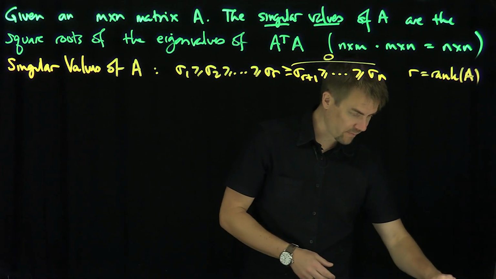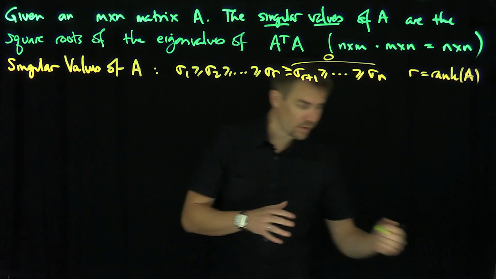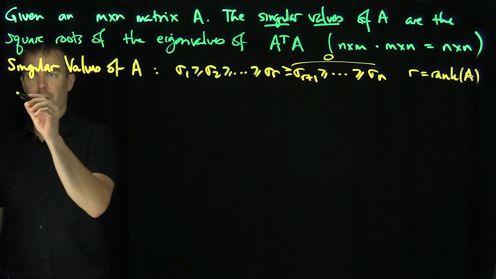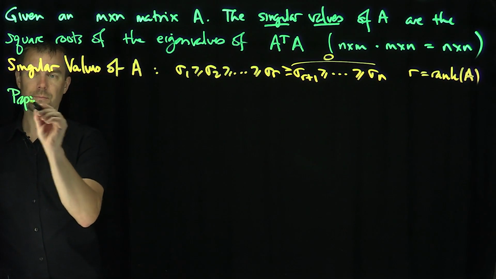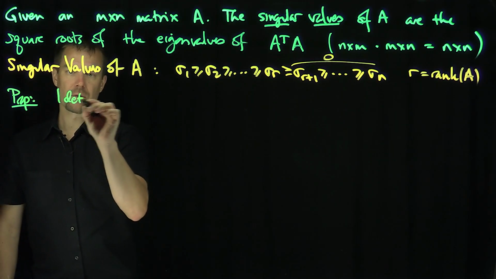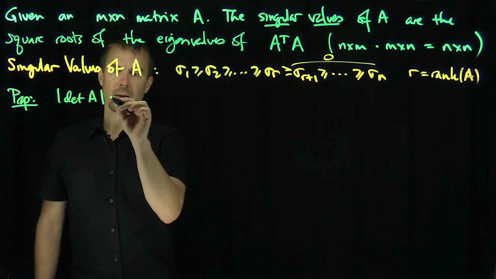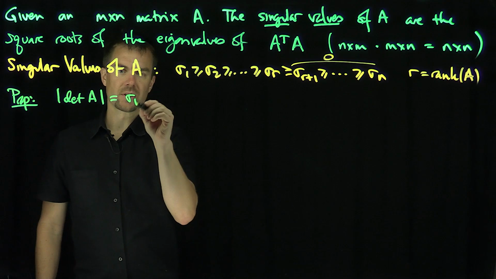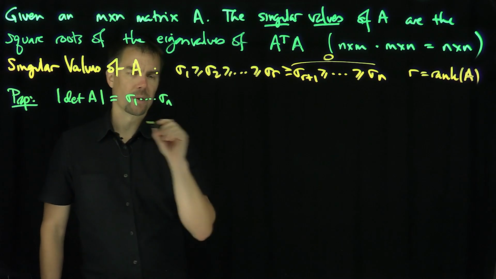Okay, so those are the singular values of A, and so now we have a couple propositions about these things. So the first proposition gives us a determinant relationship over here. The proposition is that the absolute value of the determinant of A is equal to the product of the singular values, sigma 1 through sigma n, right?